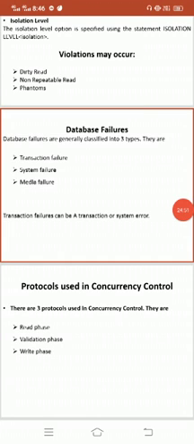Serializability. What is meant by serializability? Serializability of a schedule means equivalence to a serial schedule with the same transactions. So this is called serializability.